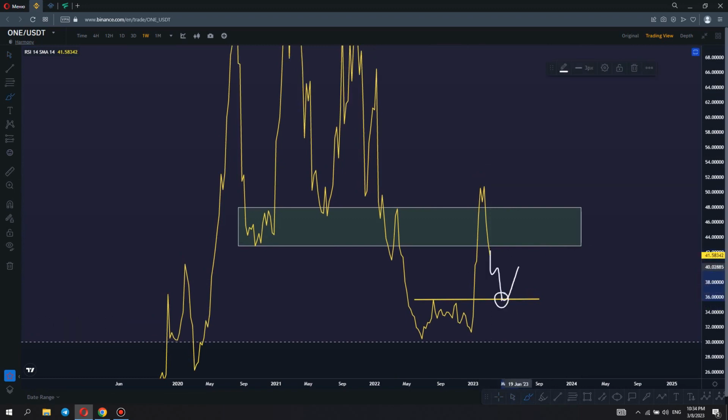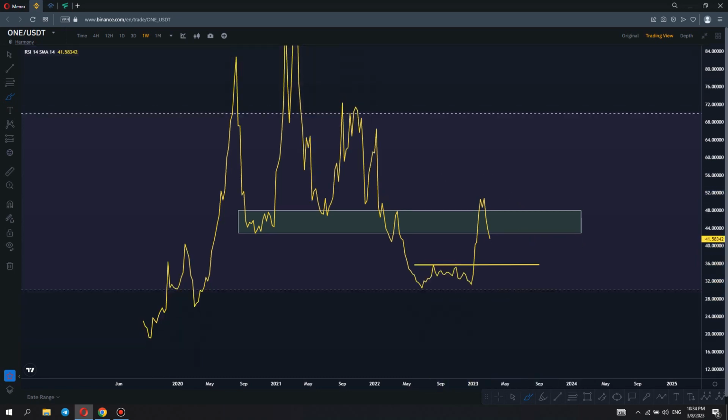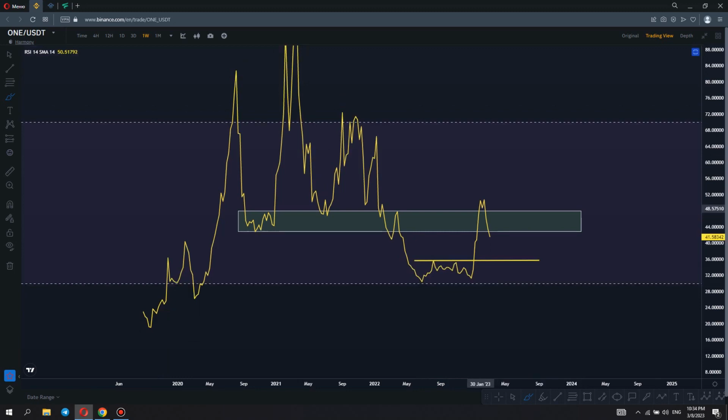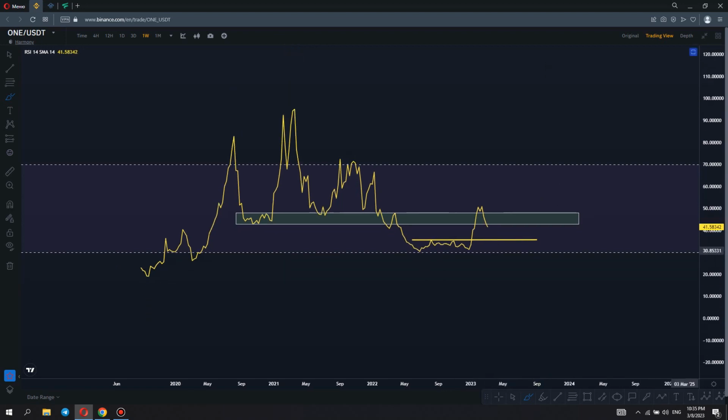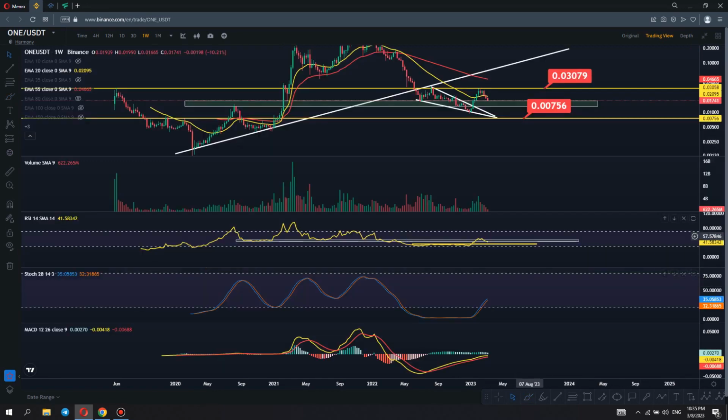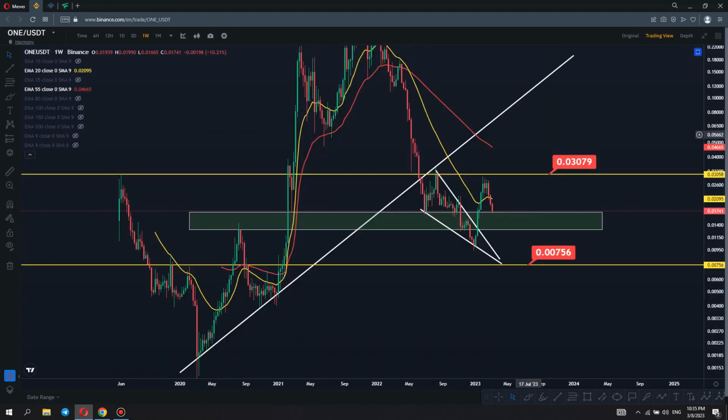We potentially could see a pump all the way back to the green resistance block, and a move to the downside afterward, essentially creating another lower high. So this is all speculation, obviously, but what I'm saying is if we pull back, that's when you want to be buying. If we move to the upside, that's when you want to be taking profits. But obviously, if you're holding for the long term, you want to be waiting until the bull market arrives. So that is pretty much everything I have here for Harmony One on the weekly chart.